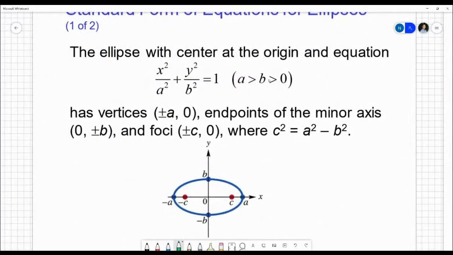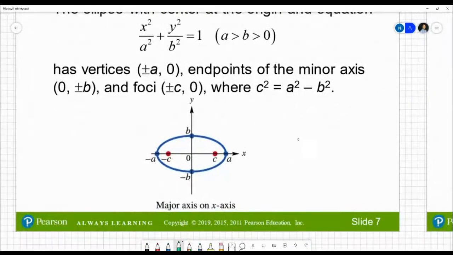A is larger than B. Of course, they have to be larger than 0. Okay. And so here you see the location of it, and you need to memorize this formula. Now, this looks very familiar, right? You think of x squared plus y squared equals r squared. This is very similar to this.